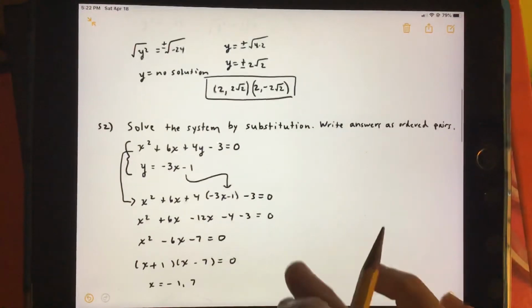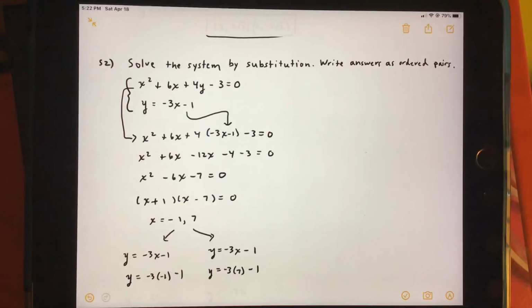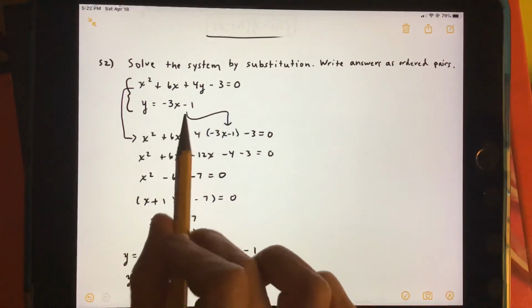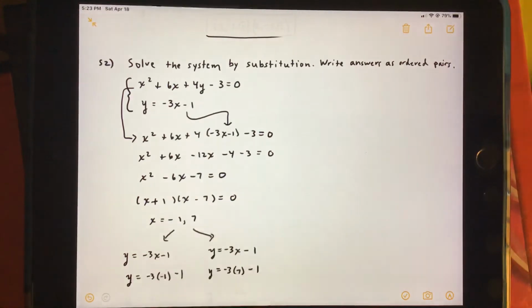The next 2 problems, we're going to solve systems by substitution. We're going to write our answers as ordered pairs. In both sample 2 and sample 3 that we'll do in a minute, these are good systems to solve by substitution, because we have at least one equation solved for a variable. So this one's solved for y. So we're going to go ahead and substitute negative 3x minus 1 into the y in that first equation.